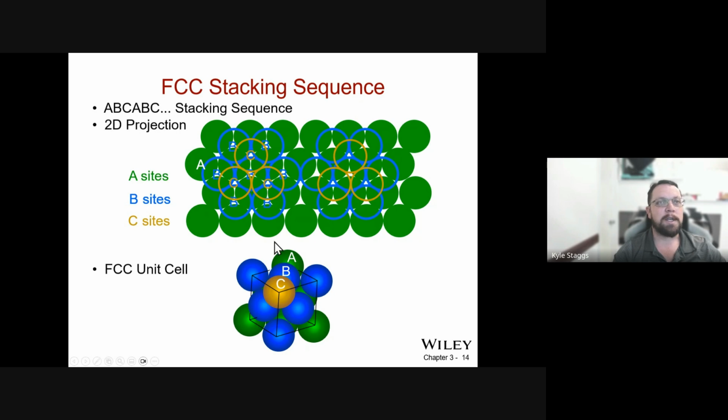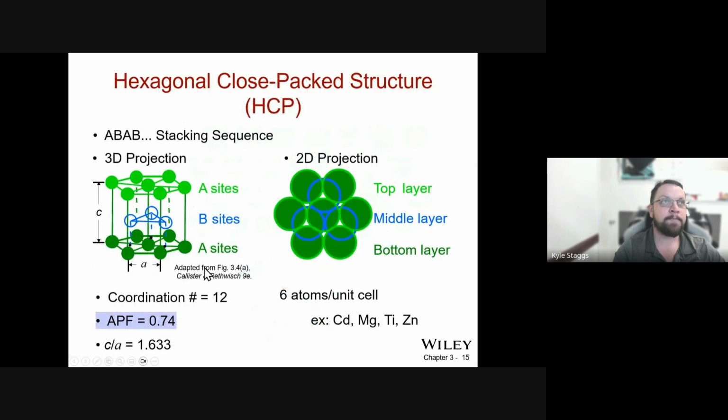This is just representing the 3 different layers. So you have A, you have the B level, and then you have the C level. So this is what is meant by a face-centered cubic unit cell.